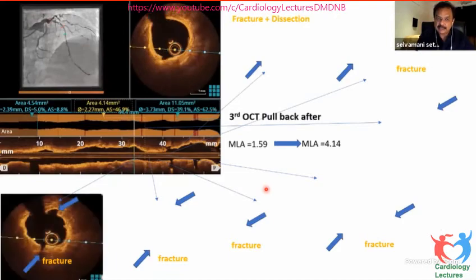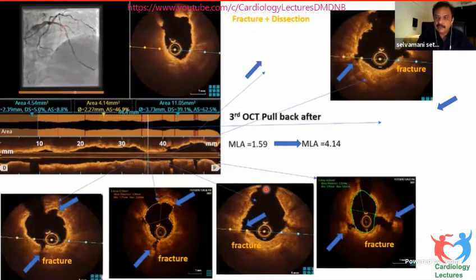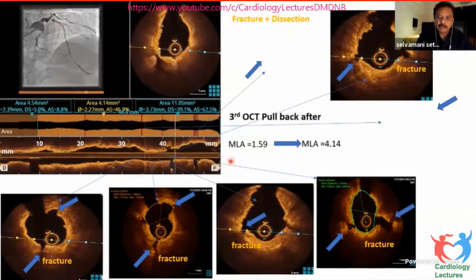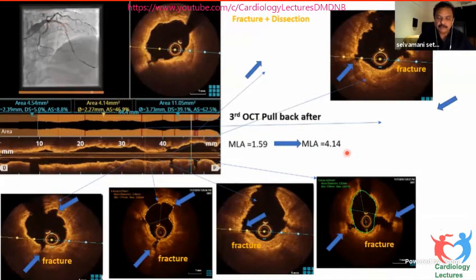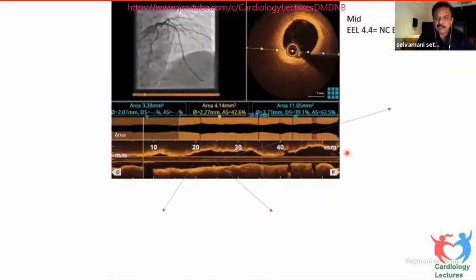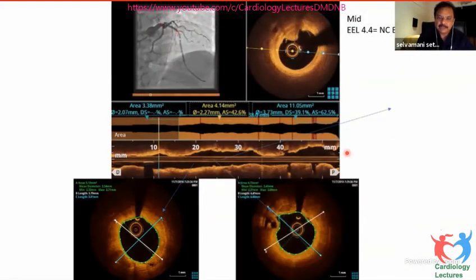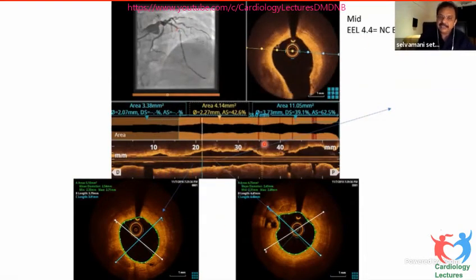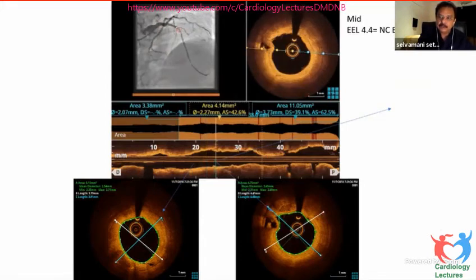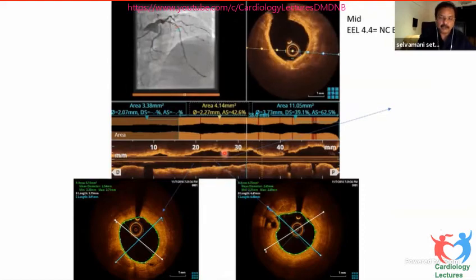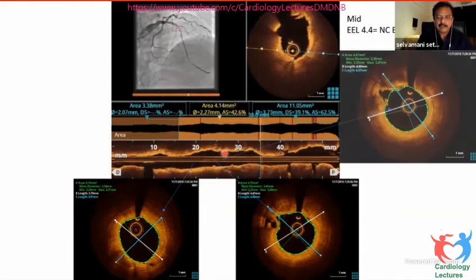So look at this case. After OPN NC, what happened? Significant grade fracture seen in the OCT, and lumen from 1.59 has now come to 4.14. Then of course I know the EEL there. That's the advantage of having imaging. I know the size of the vessel there. I should not exceed that size. So the EEL is almost 4.4, so I should not exceed a balloon size of more than 4.5. That is my limit there.